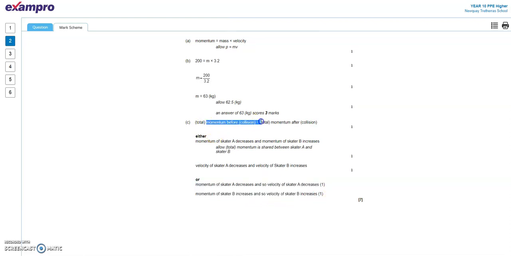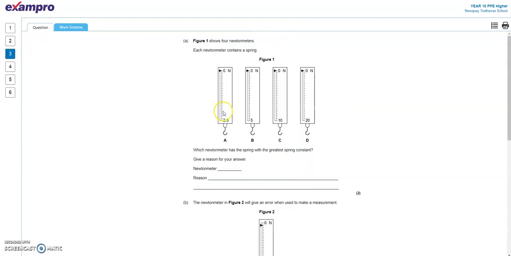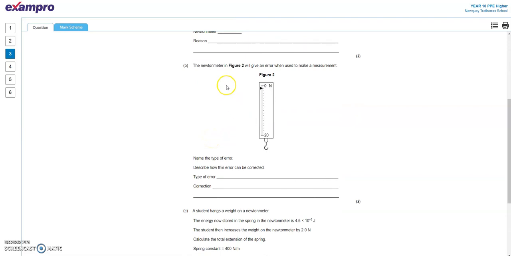So you need to have first what the conservation of momentum is, and then how it will affect the speed. Okay, so move to question 3. Question 3 is pretty straightforward, about Hooke's law, about stretching of springs.